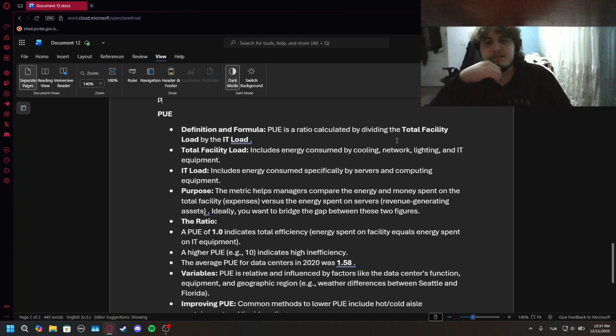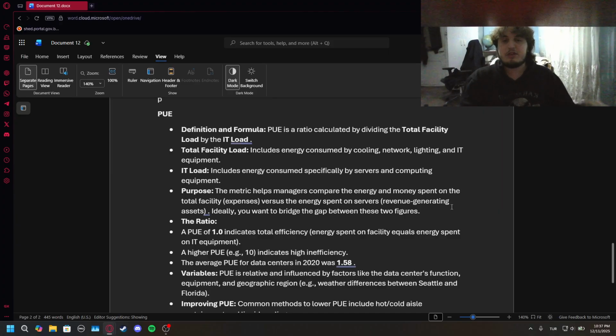Purpose. This metric helps managers compare the energy and money spent on the total facility versus the energy spent on the servers, the revenue-generating assets. Ideally, you want to bridge the gap between these two figures. A PUE of 1 indicates total efficiency: energy spent on facility equals energy spent on IT equipment. A higher PUE, for example 10, indicates high inefficiency.